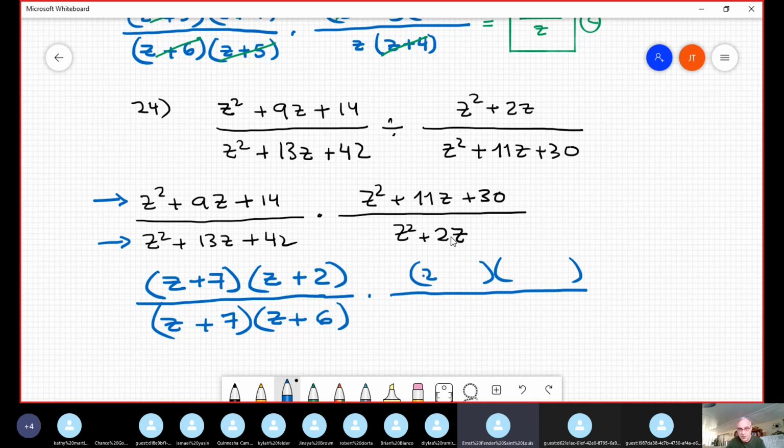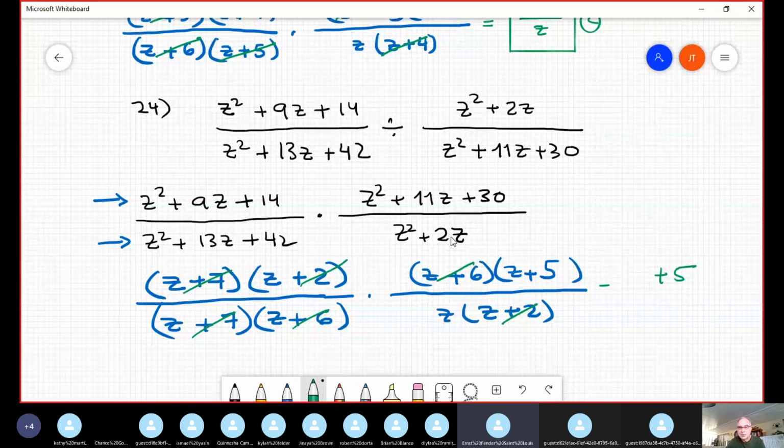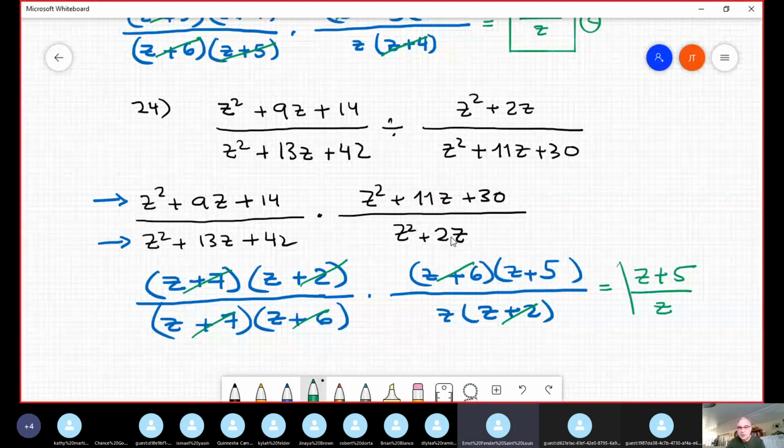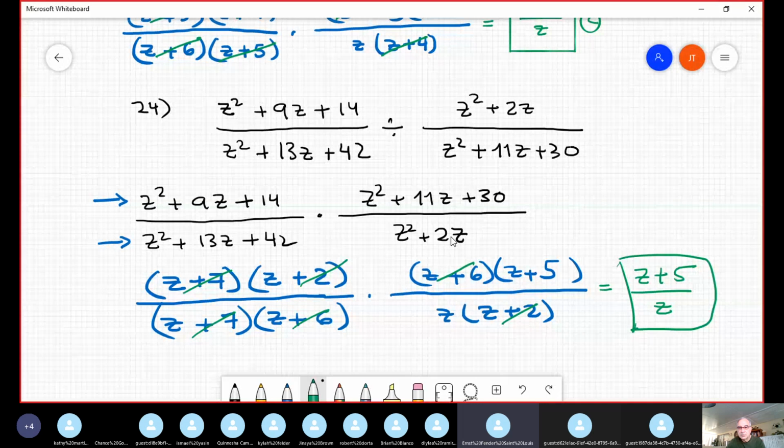This I did before, 5 and 6. Exactly. Plus, plus. And factorize c. Okay, so we cancel c plus 2. We cancel one more, c plus 6, and c plus 7. Wow. Stay only c plus 5 over c. Very, very good. Final answer: option C. It's very, very similar to the previous.